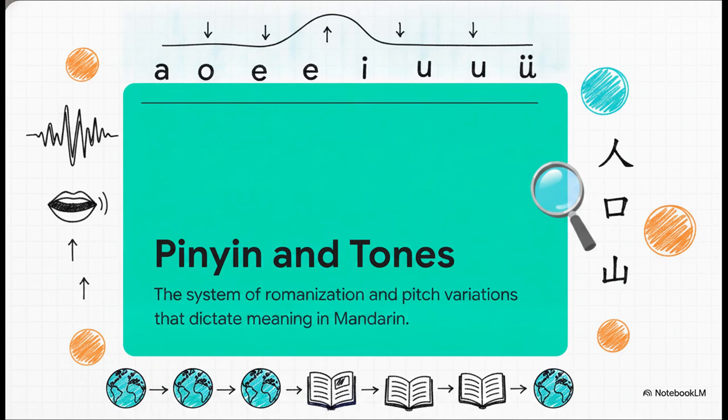Before we analyze any more dialogue, we've got to lock this down. Pinyin is the romanization system, basically the familiar English letters used to spell out how the Chinese characters sound. But here is the major catch. Mandarin is a tonal language. There are 4 main pitch variations: a flat tone, a rising tone, a dipping tone, and a falling tone.